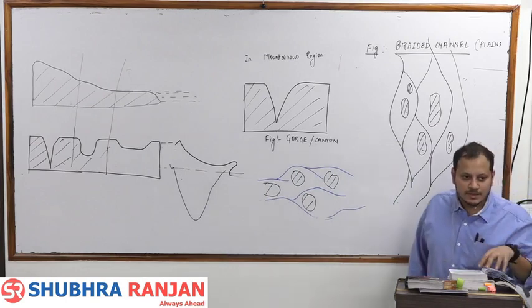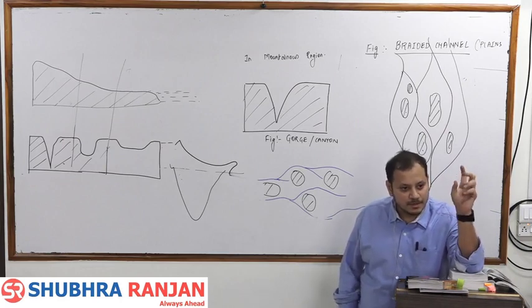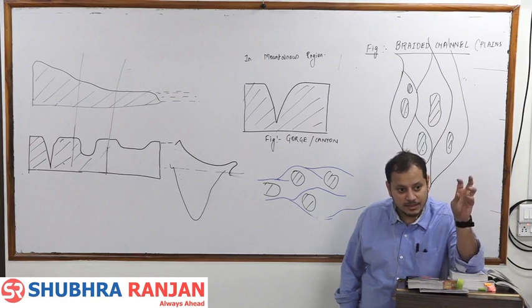No. Glacier will cause erosion. Snowfall will never cause erosion. There is a difference between glacier and snow. Glacier is ice and snow is snow.